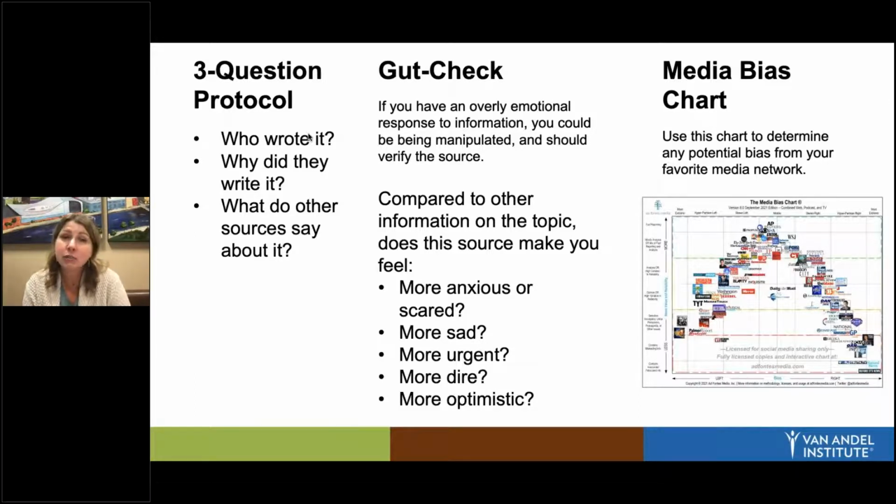Another one I like to tell students is just the gut check. If you're thinking about what you're looking at compared to other sources, and you're having an overly emotional response to this information, you might be being manipulated. So just consider whether this source makes you feel more anxious or scared than other sources on this topic. More sad, more urgent, more dire, or more optimistic. It could be positive too, but either way, if it's giving you a strong emotional response, that's something to maybe verify that source.